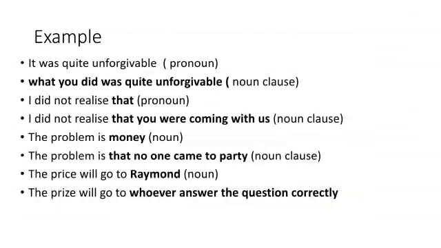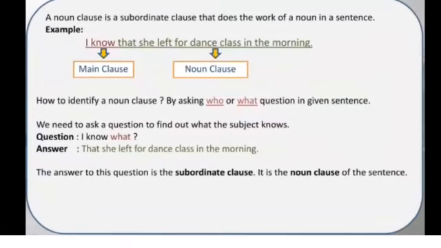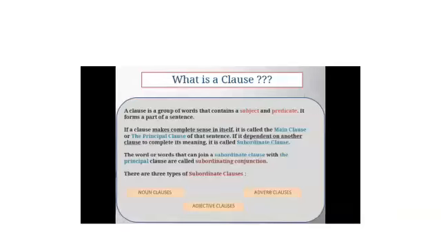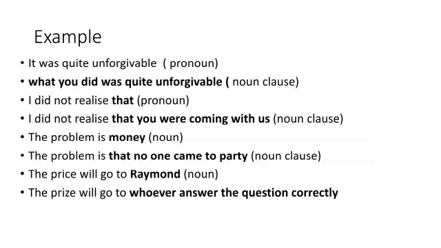This is a subordinate clause. It starts with a subordinating conjunction, what, and it works as a noun works. So what you did was quite unforgivable is a noun clause. Next: I did not realize that you were coming with us. As we have said, these clauses start with what? The subordinating conjunctions. In your first slide, you have seen that these clauses start with subordinating conjunctions. So let's look at these examples.